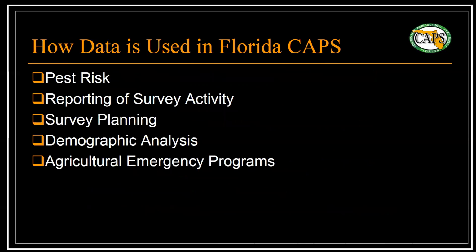How we use our GIS data and our informational data in our collection of surveys is to assess pest risks. We have our requirements for reporting our survey activity to NAPIS in our annual reports that have to go out. We use our data for planning future surveys based off past surveys. We actually get into some demographic analysis to see what's out there population-wise for import and movement, and also the demographics of the land use area.